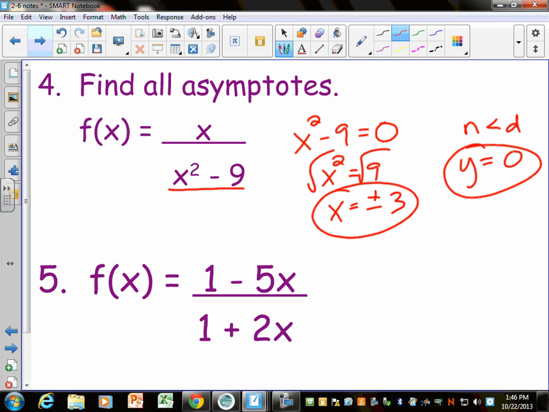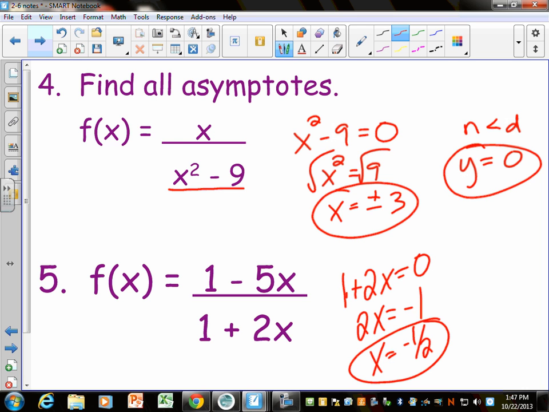So do number 5 if you haven't already. Do your vertical asymptote, and then look at the degree of the numerator and the degree of the denominator, and write your horizontal asymptote. x equals -1/2, yes?